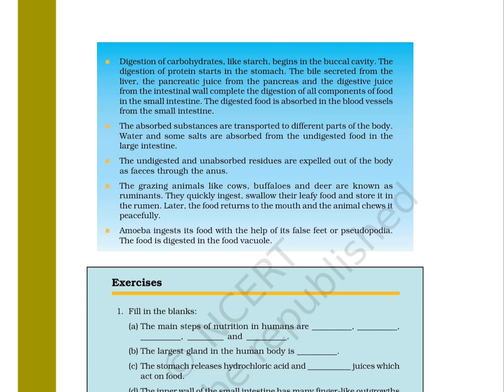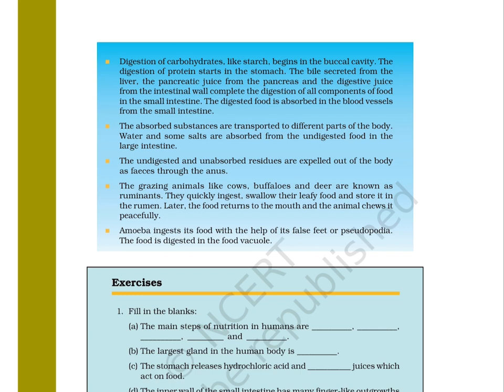6. The absorbed substances are transported to different parts of the body. Water and some salts are absorbed from the undigested food in the large intestine. 7. The undigested and unabsorbed residues are expelled out of the body as feces through the anus.